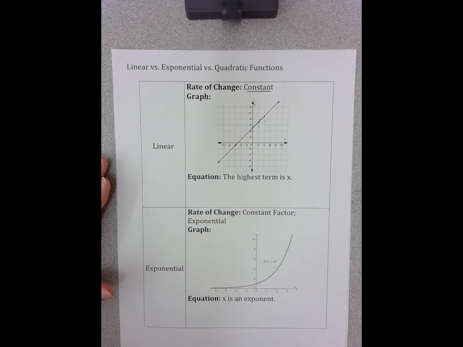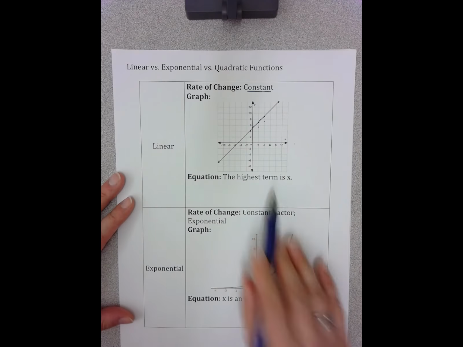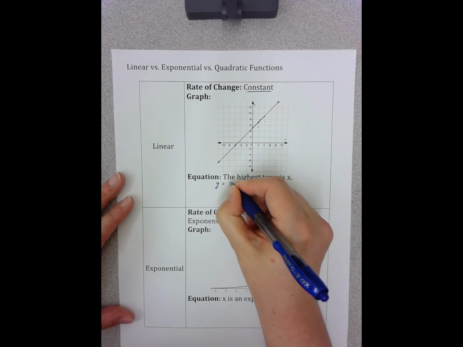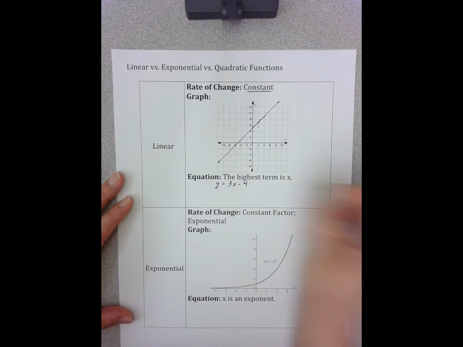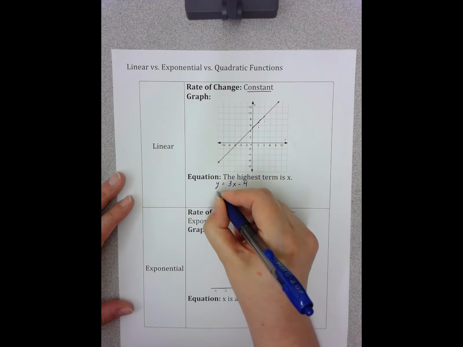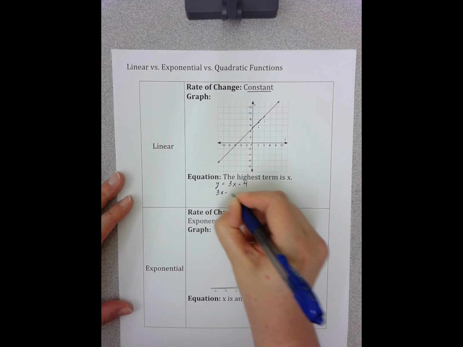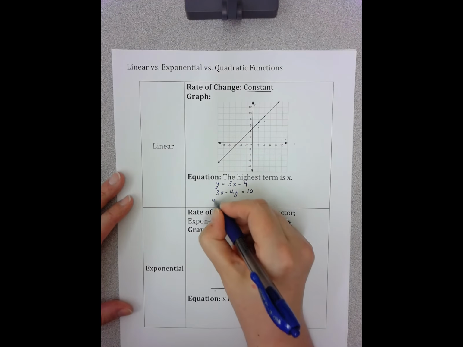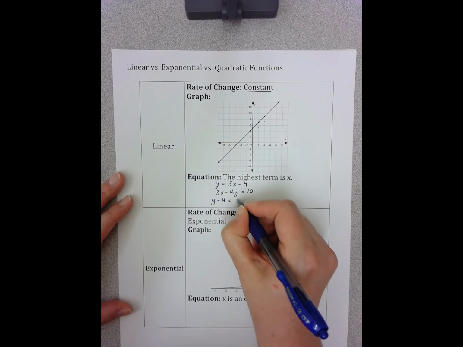That rate doesn't change regardless of what 2 points I pick. As long as I reduce the fraction, they will all be equal. The equations for these have a highest term that is x. So you have seen equations of this type written in mx plus b form. You've seen them written in standard form. And you've also seen them written in point-slope form.